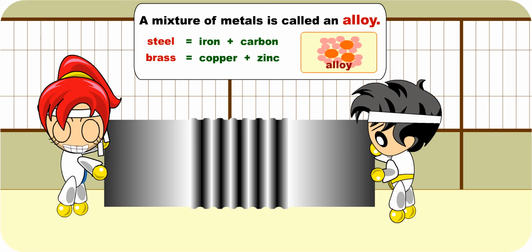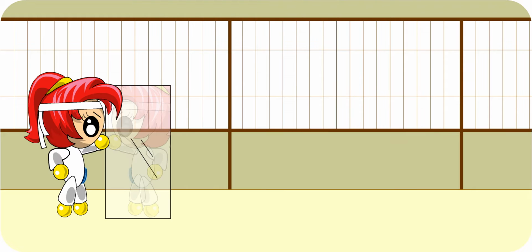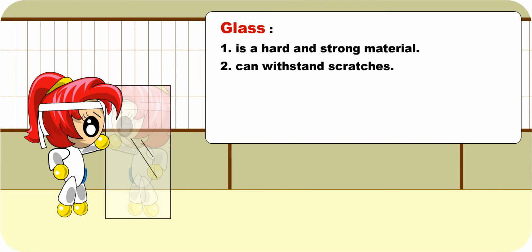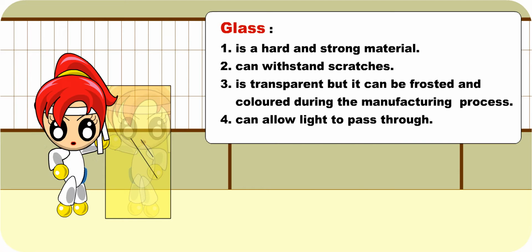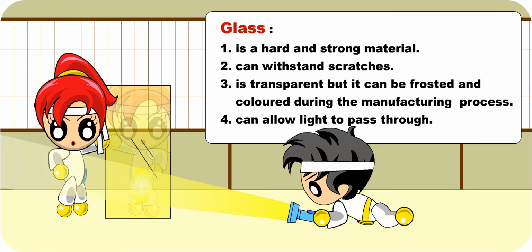Yes. Now let's talk about glass. Glass is a hard and strong material. It can withstand scratches. It is transparent, but it can be frosted and colored during the manufacturing process. Now I see that glass can allow light to pass through due to its transparency.